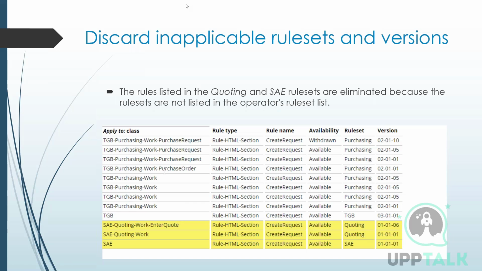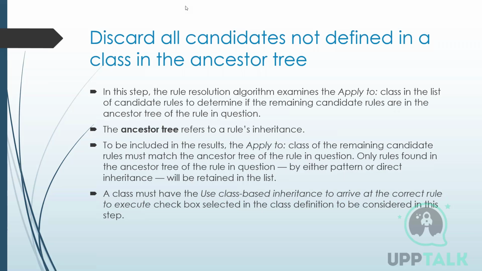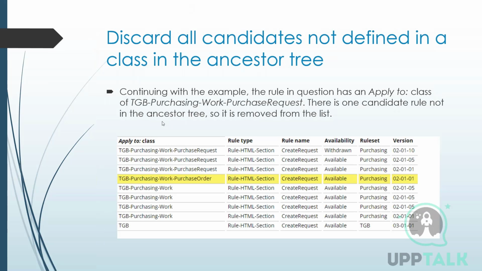So then what happens is, this time, discard the candidates that are not part of the ancestor tree, which means if your rule candidate is not part of the ancestral hierarchy, you can remove them from the rule candidates. So here comes your inheritance concept. The rules that are part of your pattern or direct inheritance will be allowed, whereas the rest of those will be discarded. So how is that going to happen? We will look at the class structures here.